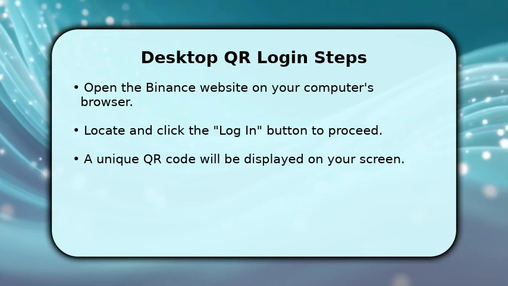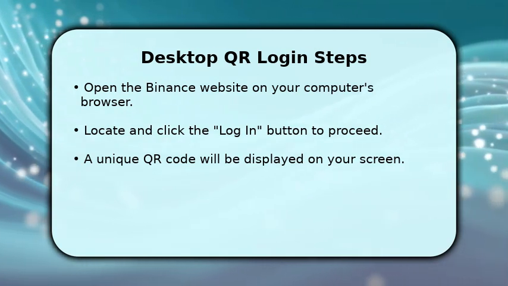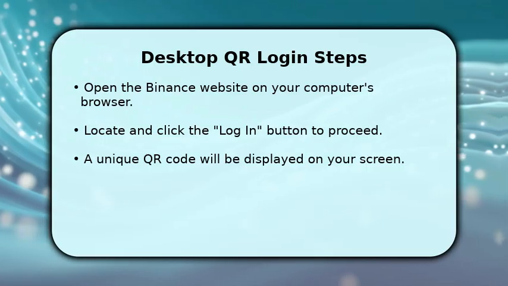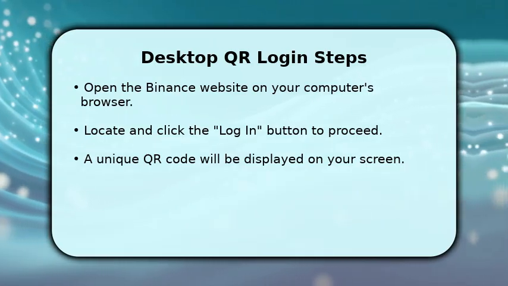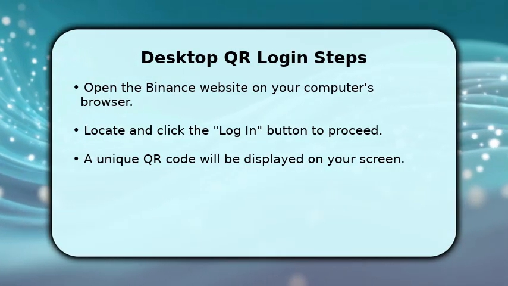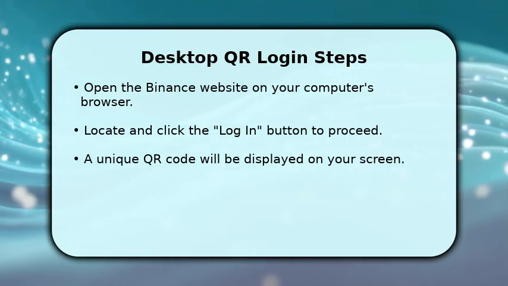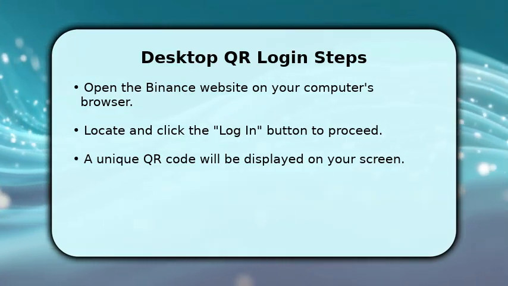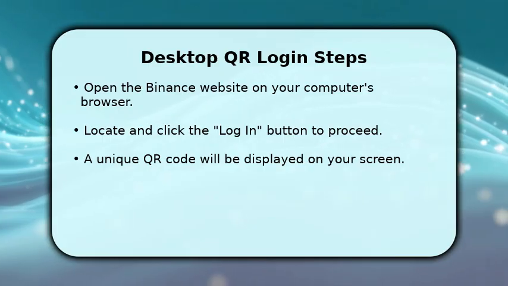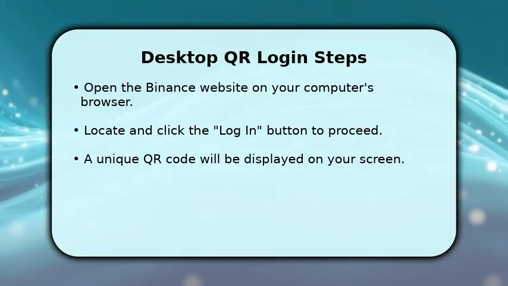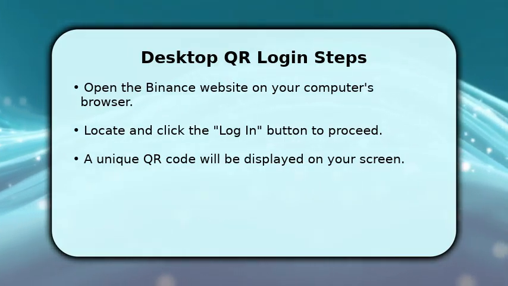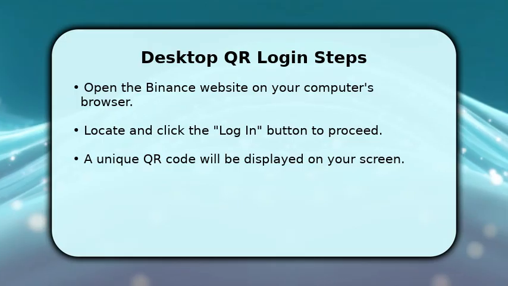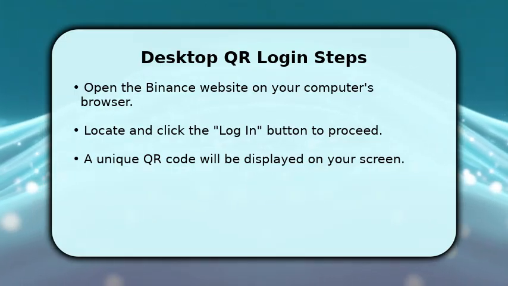First, navigate to the official Binance website using your preferred web browser on your computer. Once the page loads, look for the Login button, typically found in the top right corner, and click it. Instead of entering your username and password, you will see a unique QR code appear on your screen. This code is valid for a short period, usually about 60 seconds, so be ready for the next step.